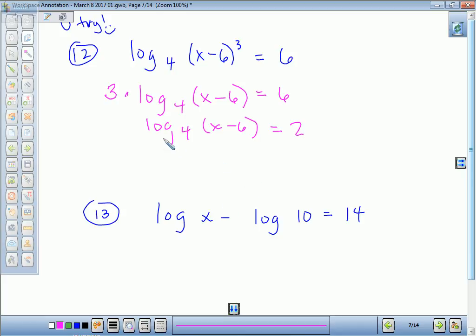And at this point, whenever I'm down to a single log and I can't look at it and tell the answer, which you may be able to, you may be able to go, that's gotta be 22. But if you can't, then you switch forms. So 4 squared equals x minus 6. So this is 16, and then I'd have to add the 6 when I move it over, so 22 equals x.